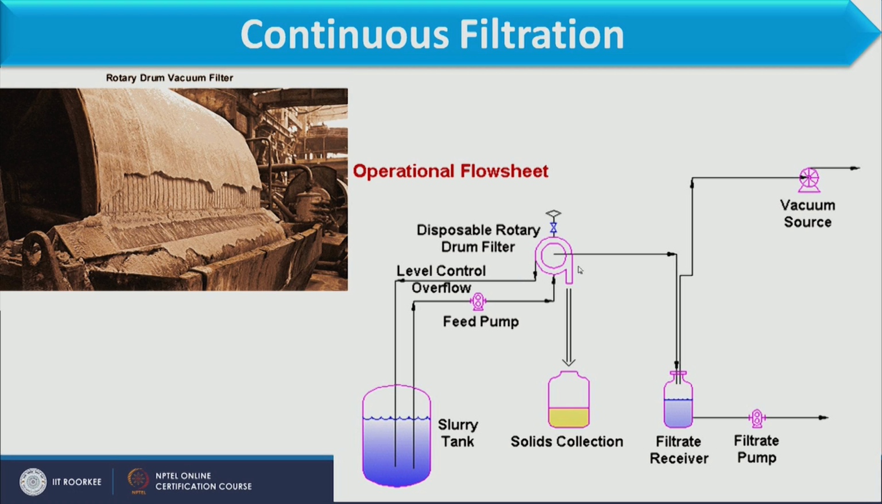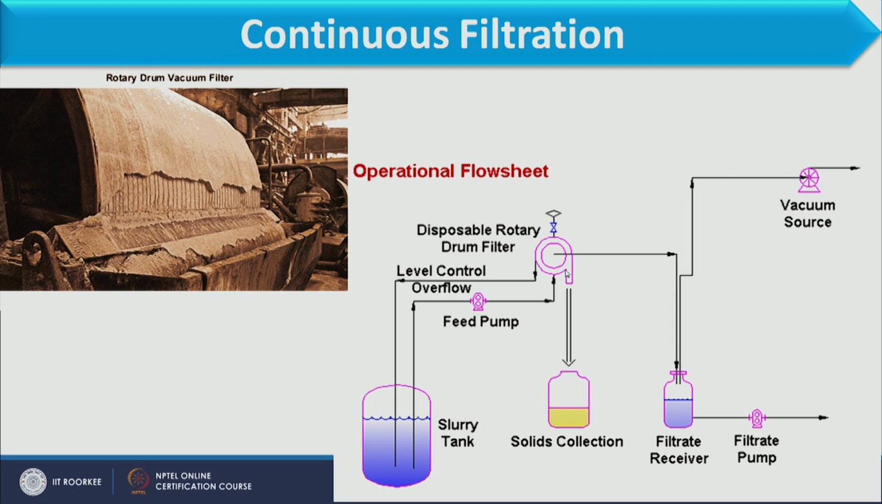Level control is to ensure that a certain section of the drum is submerged in the liquid. When the liquid level rises, the liquid is recycled back to the slurry tank. So the drum is submerged up to here in the slurry tank.